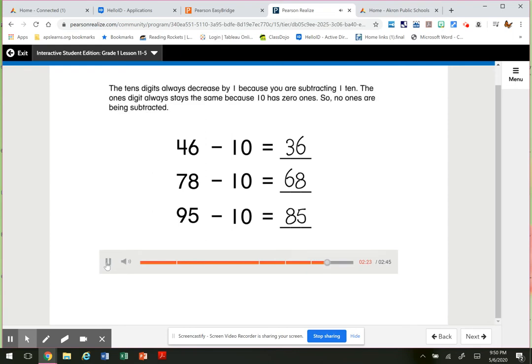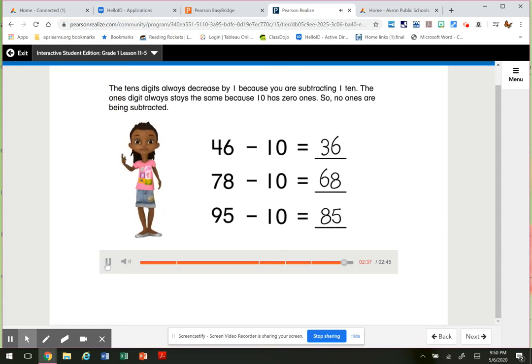The tens digits always decrease by 1 because you are subtracting 1 ten. The ones digit always stays the same because 10 has 0 ones. So no ones are being subtracted. Remember, when subtracting tens, the tens digit changes, but not the ones digit. Okay, let's apply what you just learned in our guided practice.